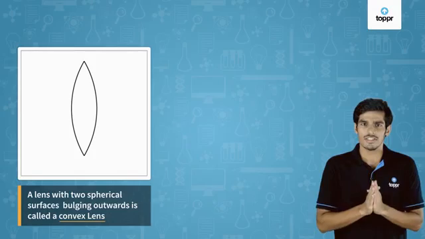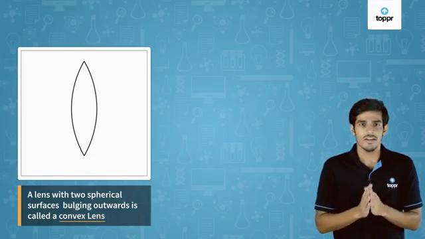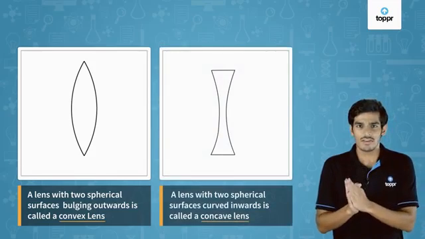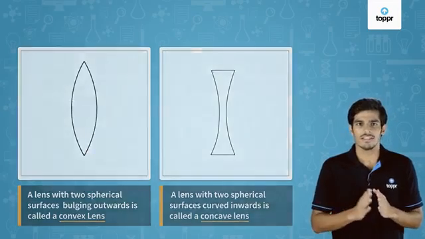If the spherical surfaces are bulged outwards, it is called a convex lens, whereas if the spherical surfaces are curved inwards, it is called a concave lens. The best way to understand the bending of light when it passes through lenses is through ray diagrams. But before we move on to ray diagrams, first let's get acquainted with the basic terms involved in lenses.